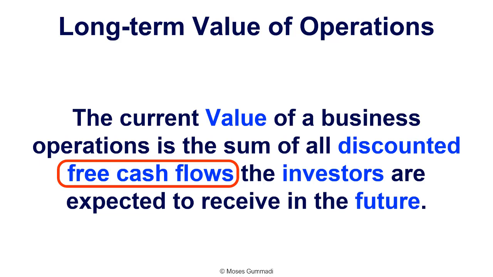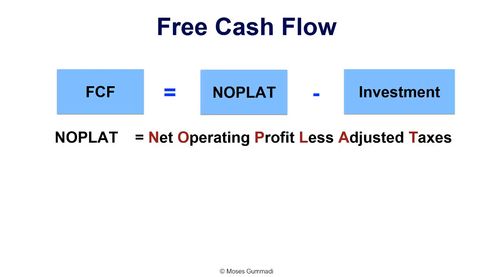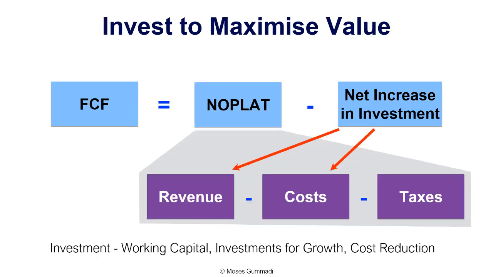But what do we mean by all these terms? What is free cash flow? So free cash flow is essentially NOPLAT minus investment. That is net operating profit less adjusted taxes. And what does it mean? We will talk about that. But NOPLAT is roughly like revenue minus cost minus taxes. And what it means is that it is like profit after tax. Let's simplify it at least here.